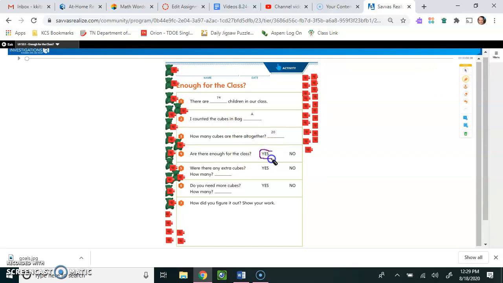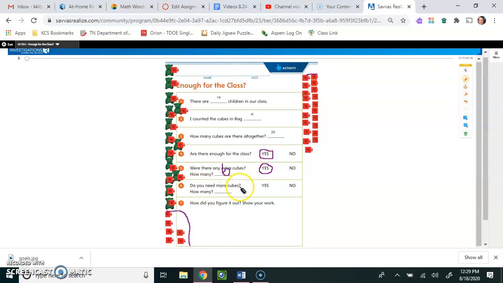Yes, we did. Are there any extra cubes? Do you see any extras on here? Don't worry about these. We don't need to look at those guys. Right here, absolutely. Those are our extras. So yes, we did have extras. How many extras? Let's count them together. 1, 2, 3, 4, 5, 6 extras.